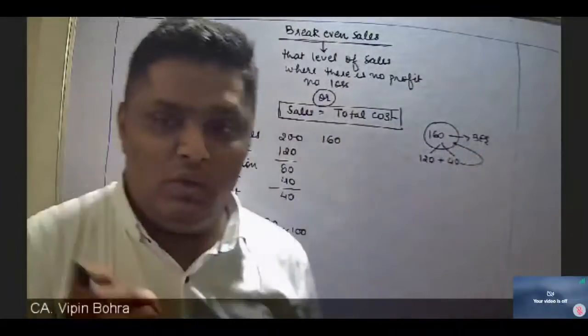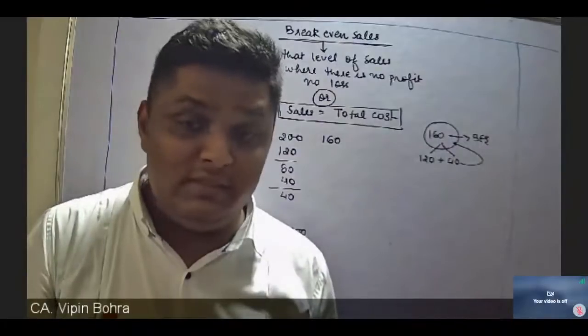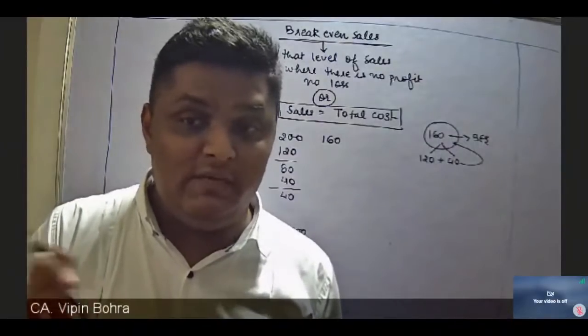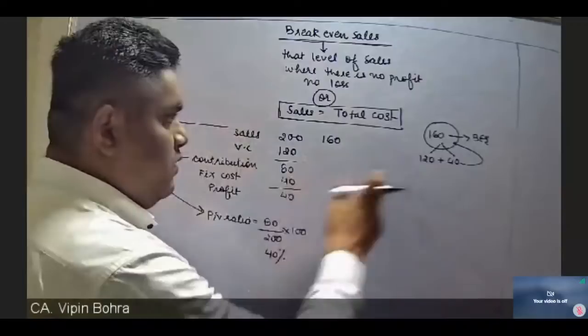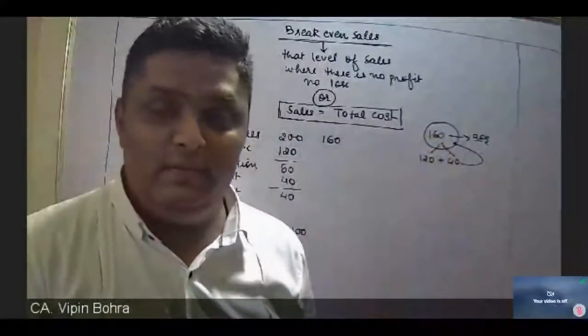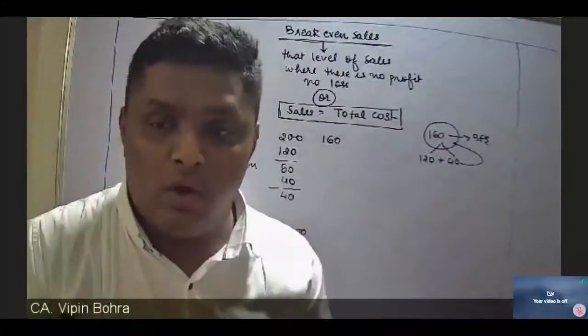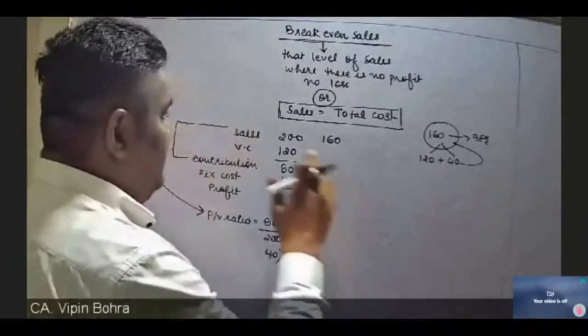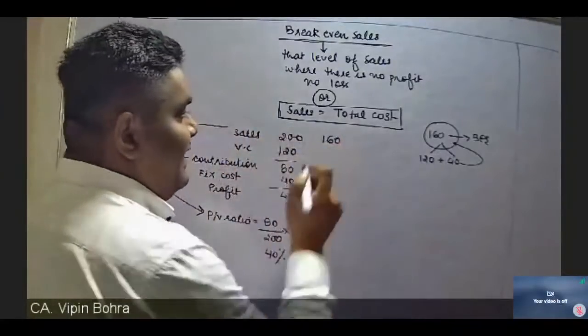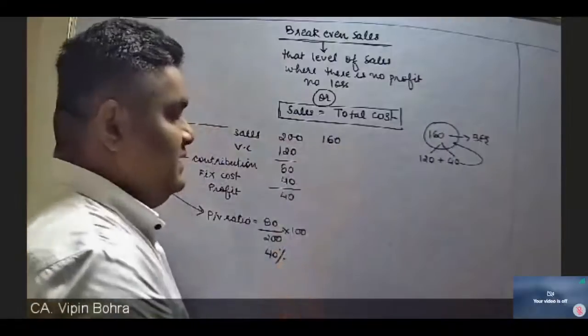So you told, sir, break-even sales is that level of sales where sales is equal to total cost. So my total cost is 160 and it is break-even sales. The answer is wrong. How come? Suppose I calculate it as 160.